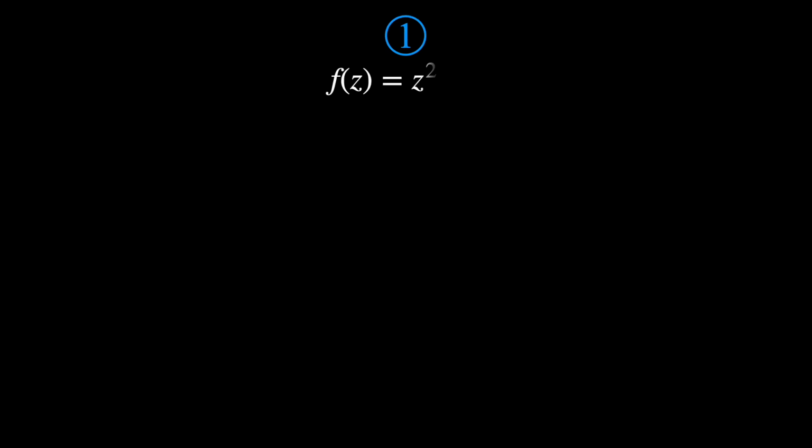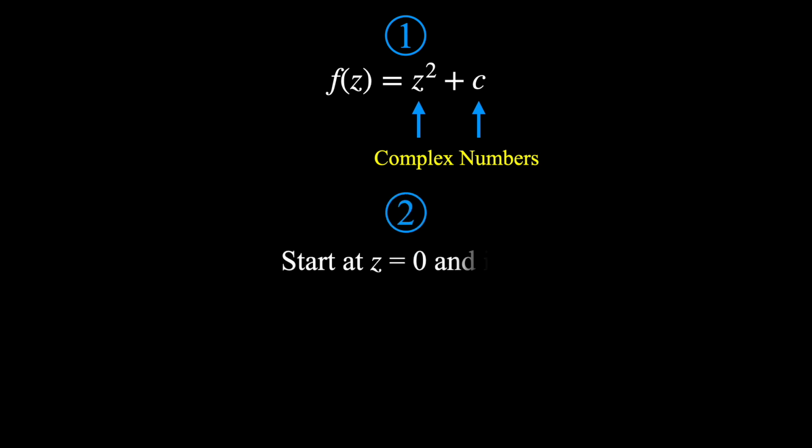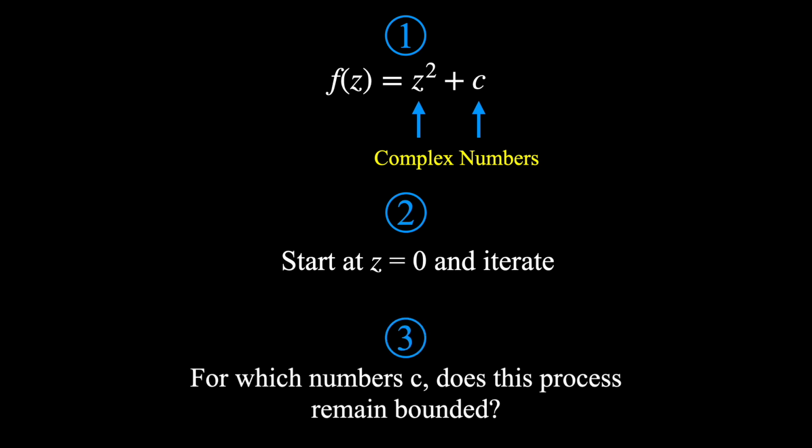The first step in generating the Mandelbrot set is to begin with the function f(z) = z² + c, where both z and c are complex numbers. The next step is then to follow the simple rule of starting at z = 0 and iterating, or repeatedly applying the function f(z). Finally, by asking for which numbers this iterative process remains bounded, the Mandelbrot set emerges. We'll take a look at how this process works algebraically for two simple cases, and then we'll see how it translates to the geometric figure.